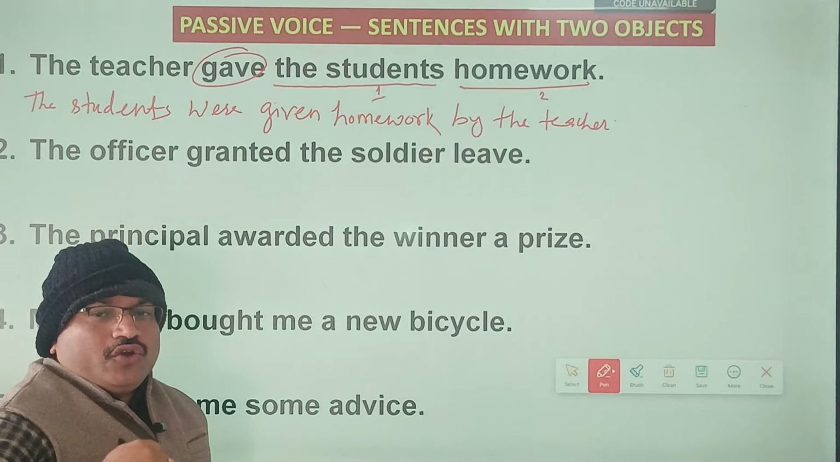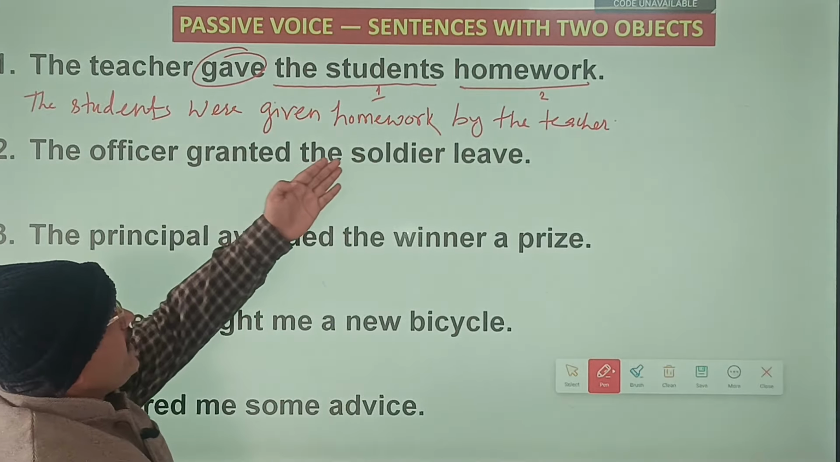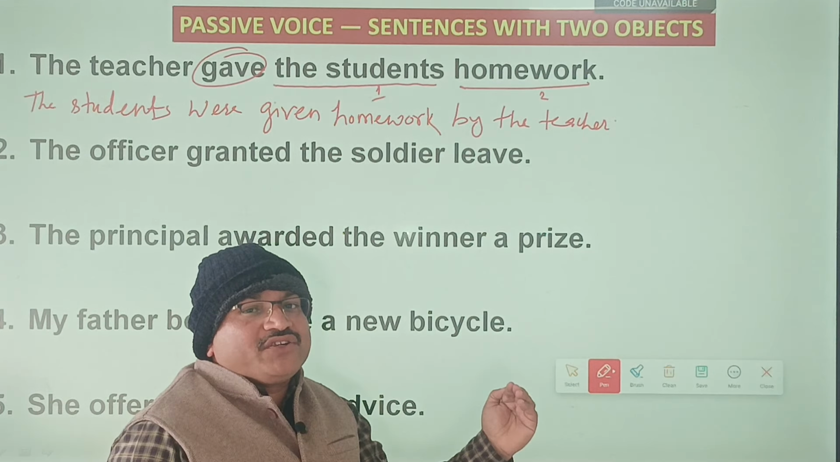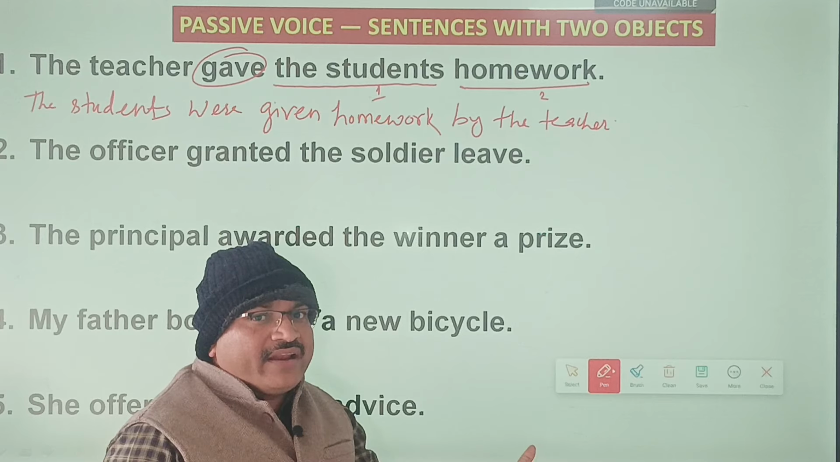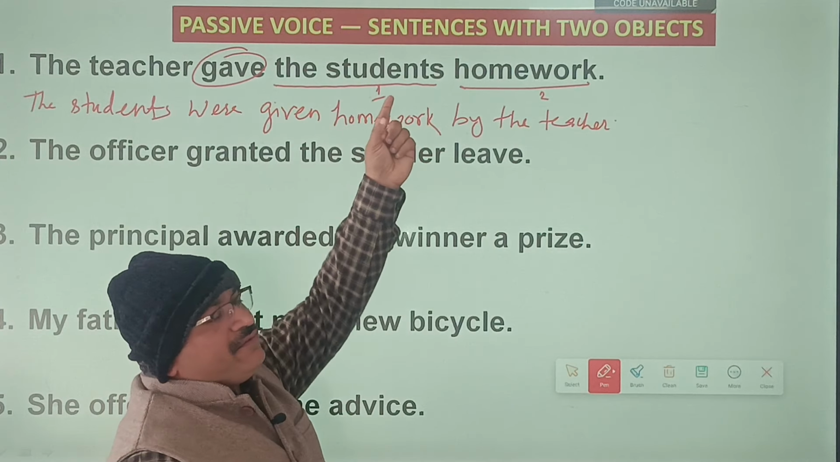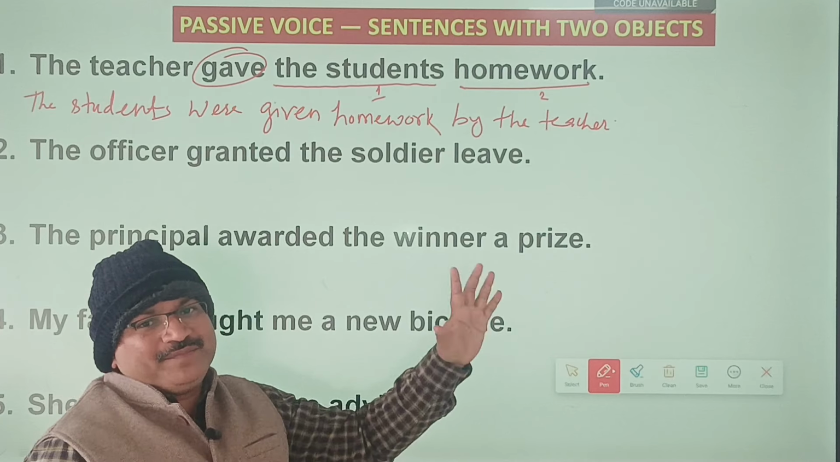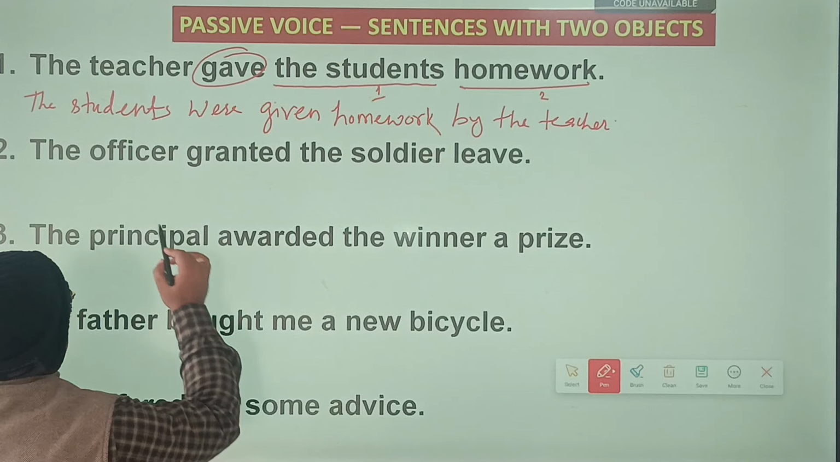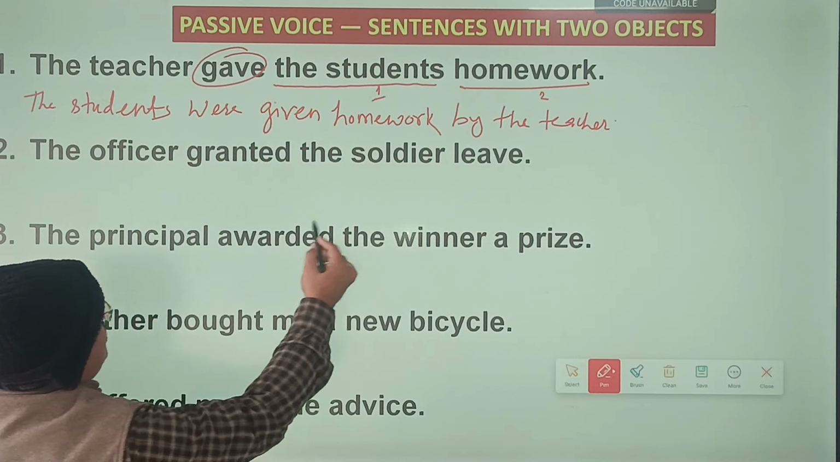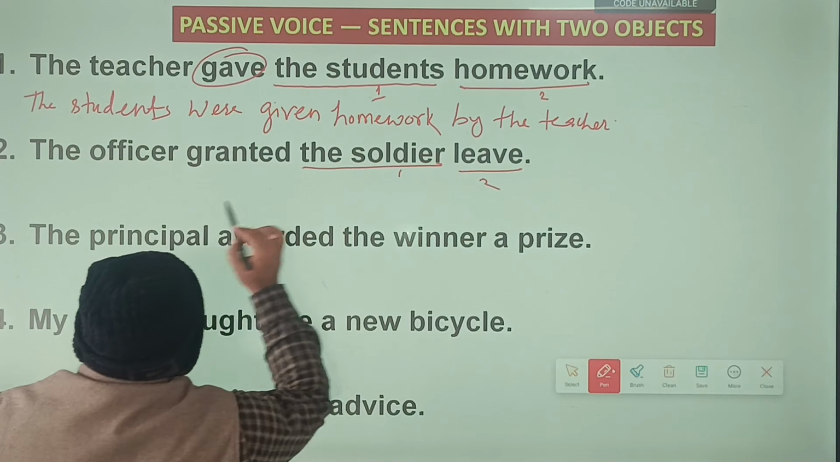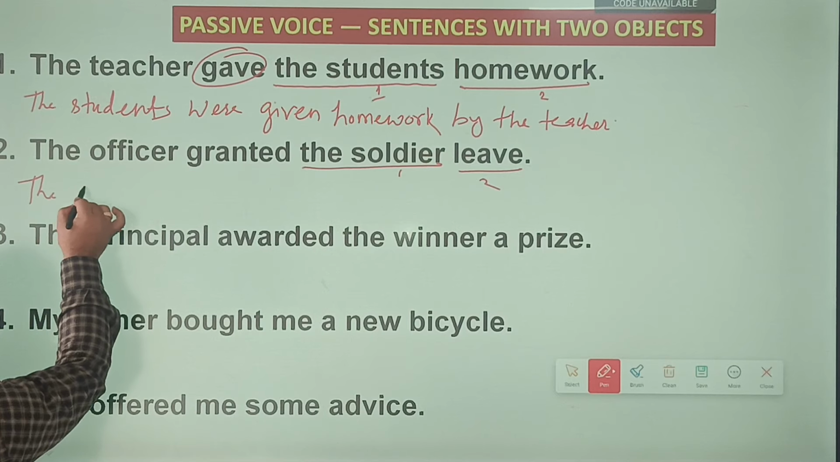Now, you might be thinking, can't we take homework as the subject of the passive voice? Yes, you can, but prefer it if the person is the object. Okay. Now, the officer granted the soldier leave. Object 1, object 2. Let us see the soldier.